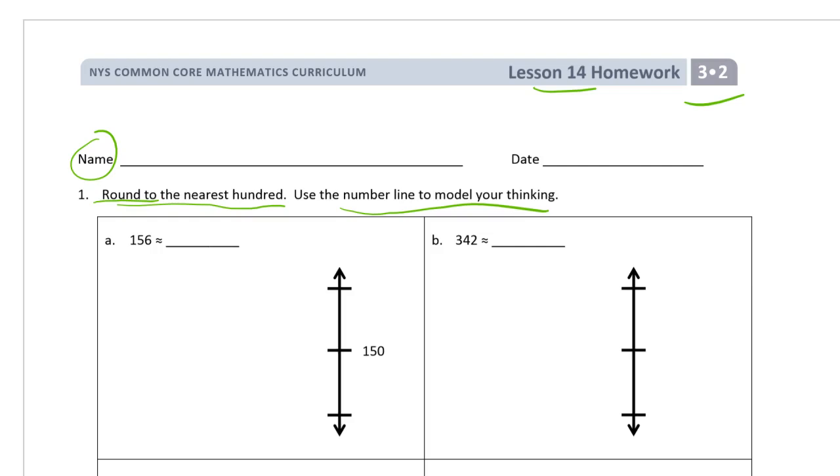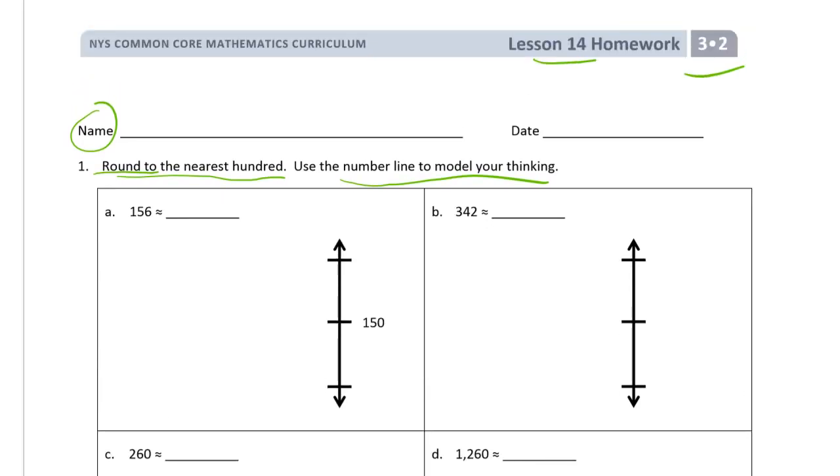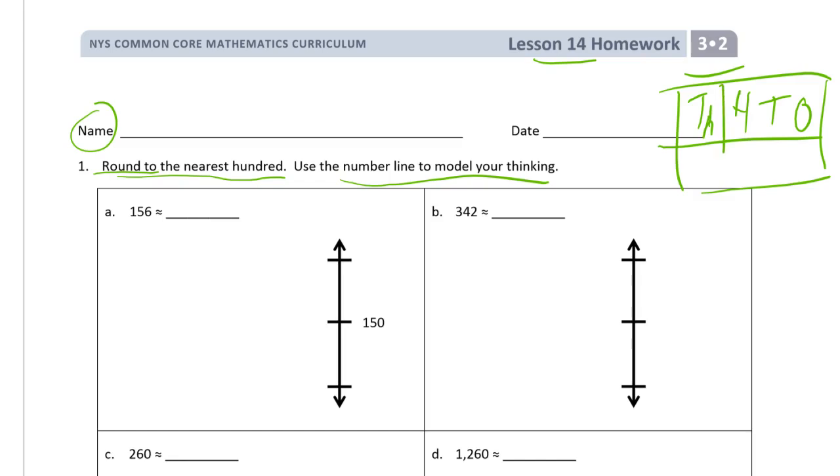But we're rounding to the nearest 100, so for place value of our digits, just keep in mind your HTO chart. And thousands would go here, right? So when you're looking at this, I'll do a few of them. I'm not going to do all of them using the HTO chart, but I'll do some so that you can see which digits you really should be looking at for the place values.